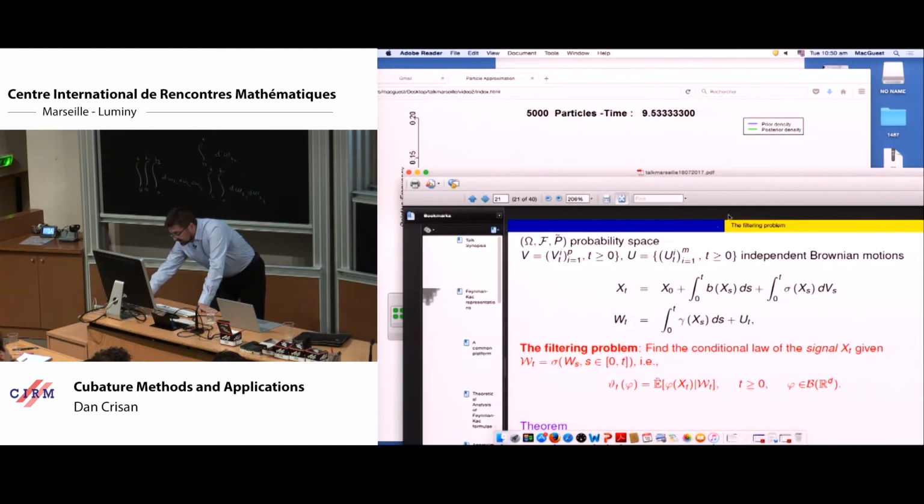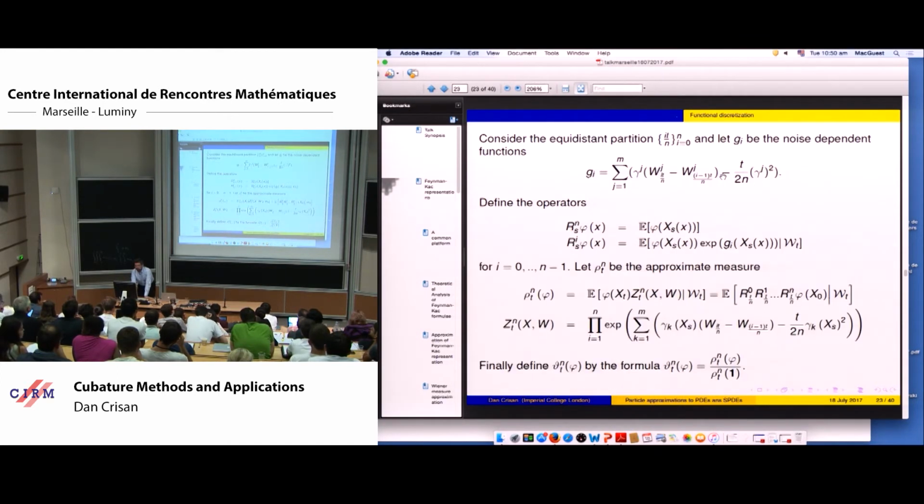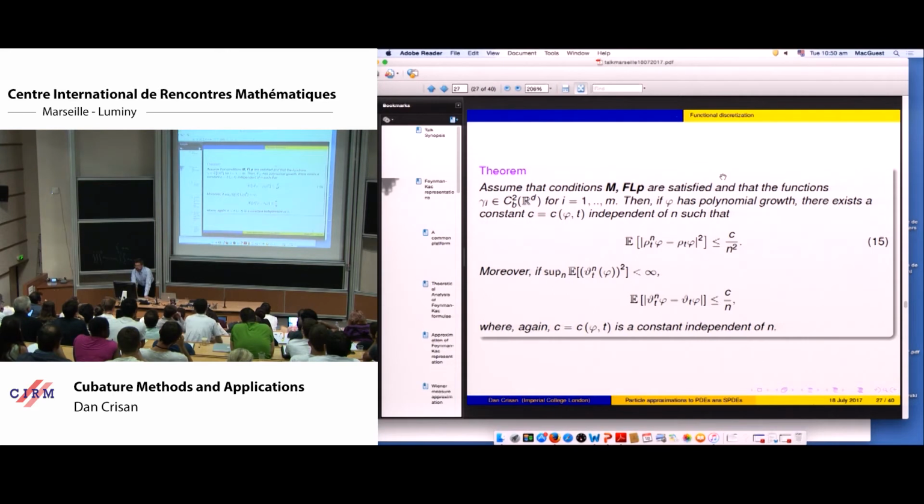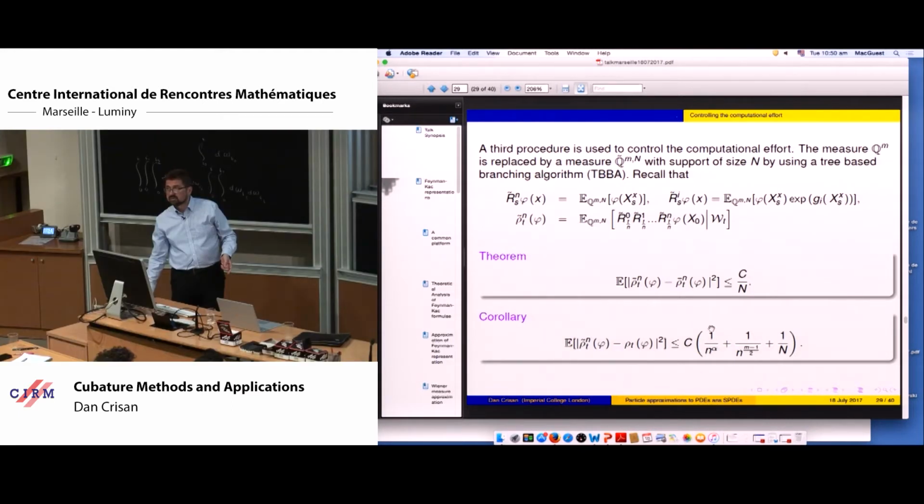I'm going to go back now, and I only have a few minutes left. I'm going to show you this result. Again, this result tells you what the error is going to be depending on the various parameters. The error depends on how good a job I do to discretize the functional. If 1 over n is the order of the mesh of my discretization, then 1 over n to the power alpha is the error that I get by discretizing the functional.